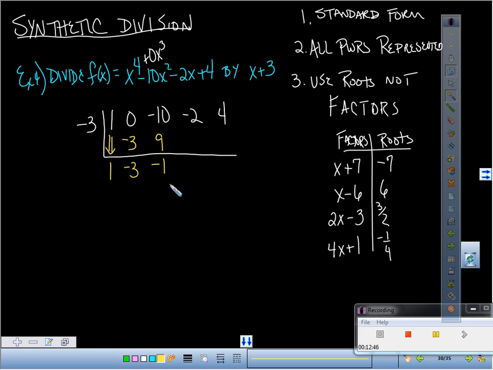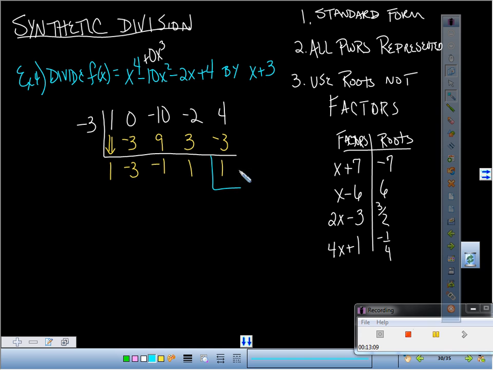And then guess what you do? You multiply. What's negative 1 times negative 3? Positive 3. And then we add. Negative 2 and 3 make. And then you multiply. Negative 3. And then you add 1. Okay? Now, why do we do all that mess? That seems crazy, doesn't it?